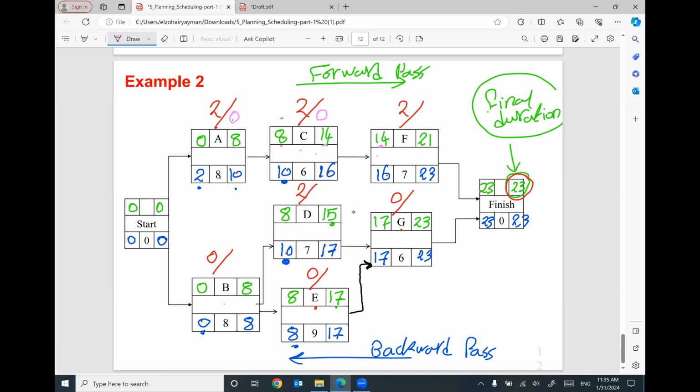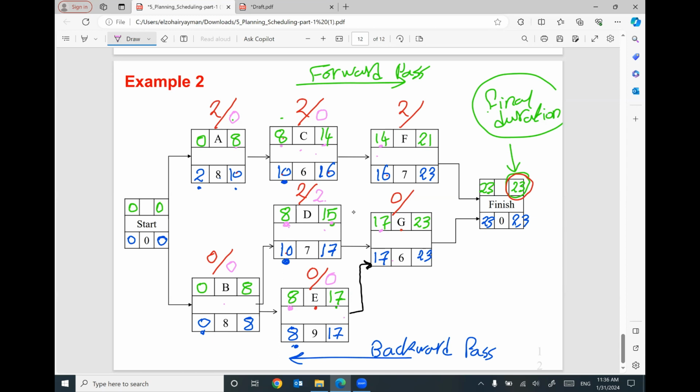For activity B, we have two successors. Both of them have early start 8 and 8. Which one am I going to use? The lowest one. So it's 8 minus 8 will be 0. For activity D, the successor is G only with 17. So 17 early start minus 15 early finish, it will be 2. For activity E, we have only one successor, G, with early start 17 minus 17 will be 0.